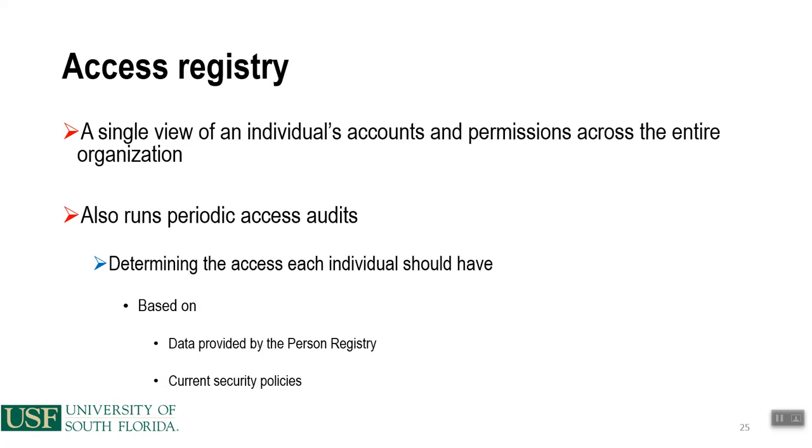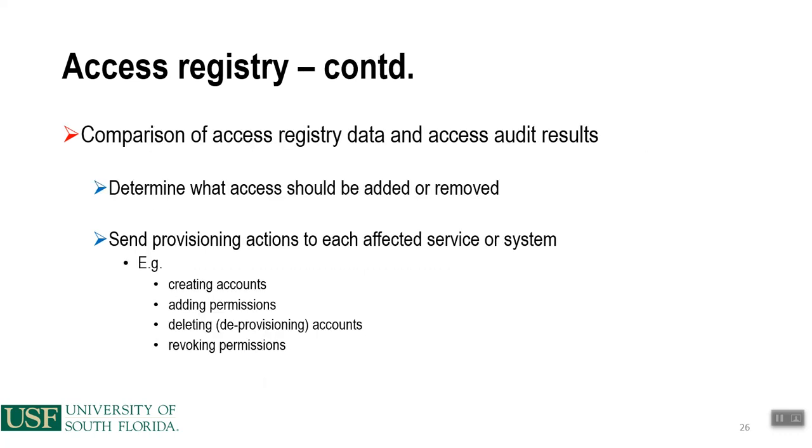An access registry is a single view of an individual's accounts and permissions across the entire organization. So you have already resolved all the identities within an organization. Now you want to assign the appropriate access control to each of those individuals. The access registry will give you insight into who the different people within the organization are, and what types of access they have to what. You can also run periodic access audits to determine the access each individual should have. This is based off of the data in the person registry as well as current security policies.